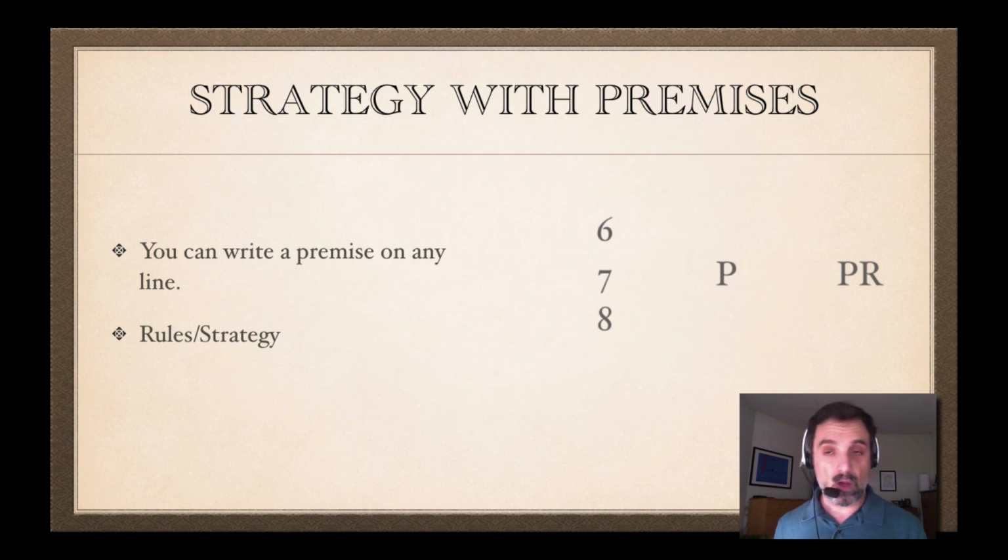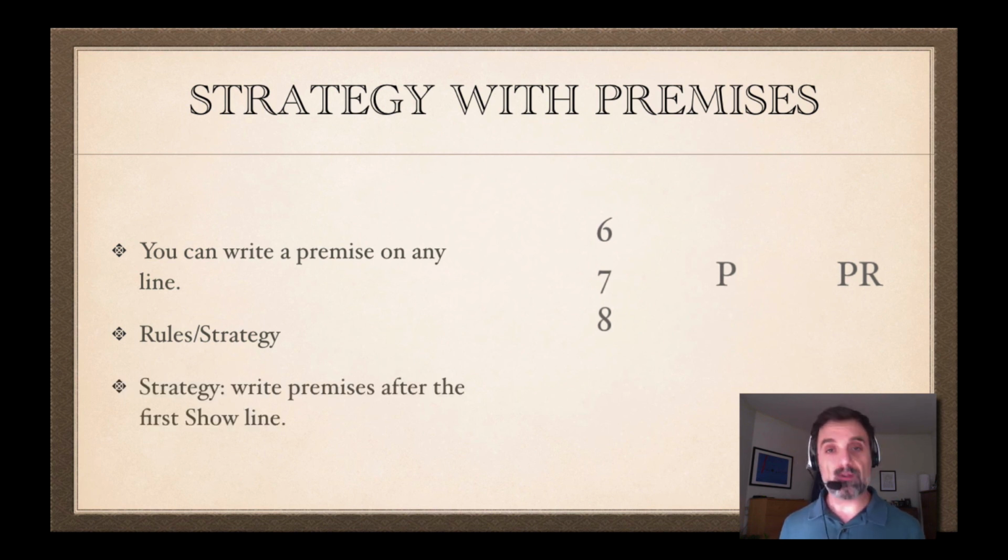So strategy with premises is pretty straightforward. Just put them in right away after the show line, as we did in the previous derivation. As we'll see, some of the strategic questions will get more involved, but strategy with premises is very straightforward. Just put them in right away after you've built your show line. And that's what we did in our example. Okay, in the next video, I'm going to talk about adding new lines, things besides premises, to a derivation.